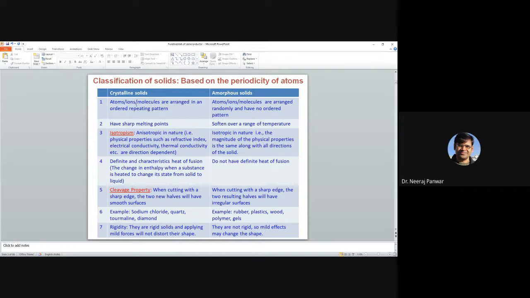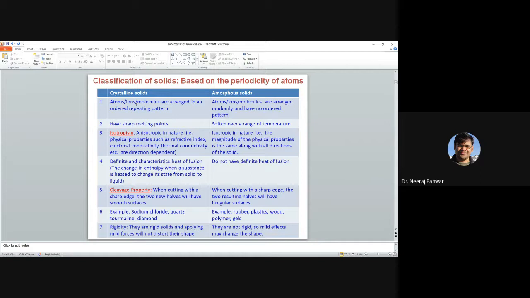Generally, most of the solids are polycrystalline in nature, and it is very difficult to grow single crystalline materials. There are several techniques that we will discuss in due course, like Bridgman technique to grow single crystal, and we have the Czochralski technique to grow single crystals.